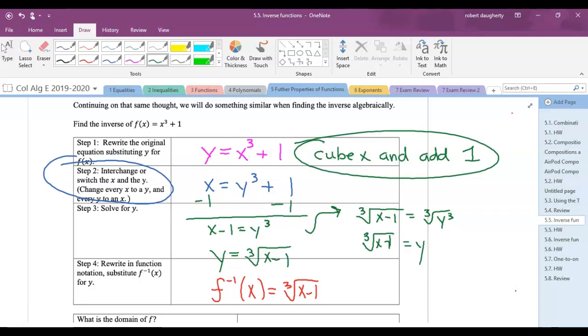Start with x. How do we read? We read from left to right, don't we? Start with x and tell me what is happening. You're subtracting 1, and then what are you doing? Cube root.